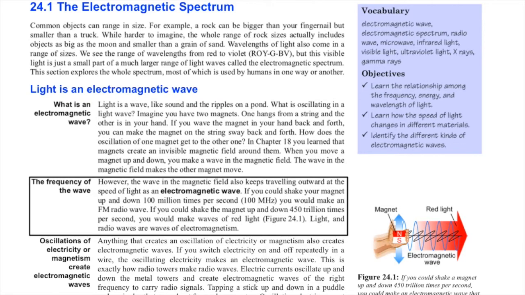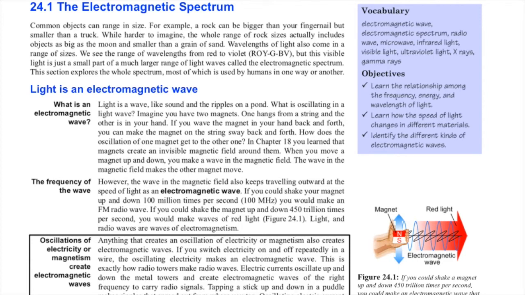However, the wave in a magnetic field also keeps traveling outward at the speed of light as an electromagnetic wave. If you could shake your magnet up and down 100 million times per second, or 100 megahertz, you would make an FM radio wave. If you could shake the magnet up and down 450 trillion times per second, you would make waves of red light, as shown in Figure 24.1. Light and radio waves are waves of electromagnetism.